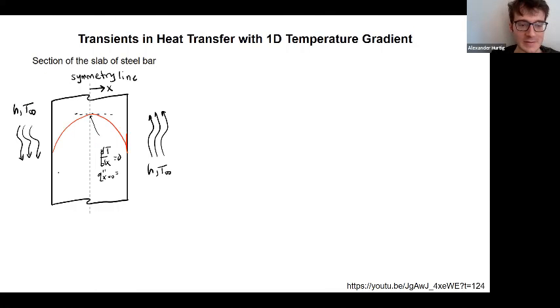Is it 0? It's got to be 0, because conduction is governed by Fourier's law, and so it's minus k dT/dx at that location. If the gradient's 0, there is no heat transfer across the symmetry line. This is always true, okay? In any problem that you ever encounter, if you see a line of symmetry in the heat transfer problem and it's a conduction problem, there is no heat transfer there.